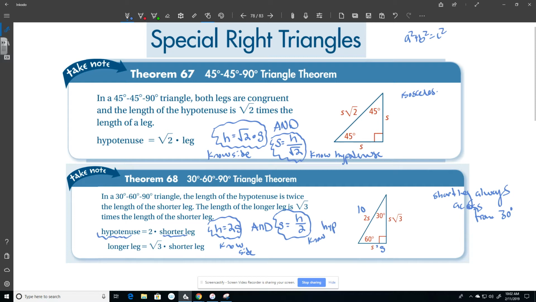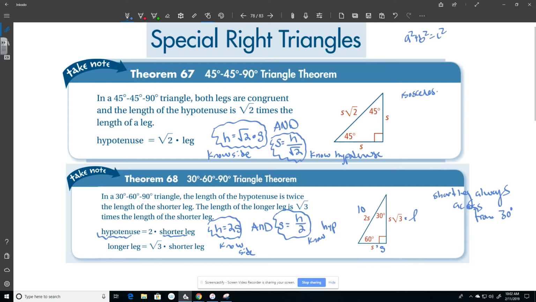Now, what if I'm not dealing with the hypotenuse? What if I'm dealing with the longer leg, this long leg right here across from the 60 degrees? So my long leg is equal to, and maybe let's give the long leg a name. Let's call it L for long leg.